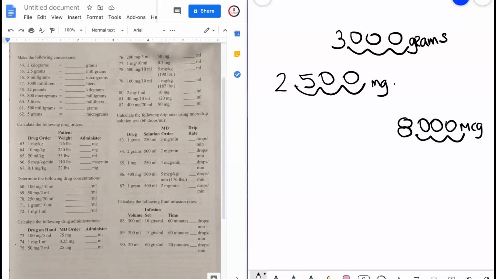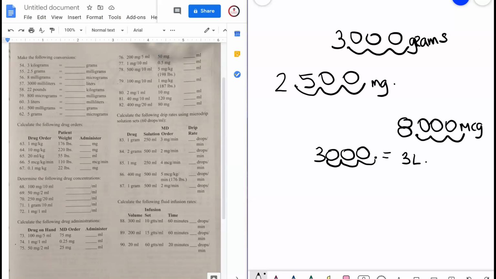Now we're going to move in the other direction. So you have 3,000 milliliters, and you want to make it liters, so you're going to go the other way. So 1, 2, 3 equals 3 liters.